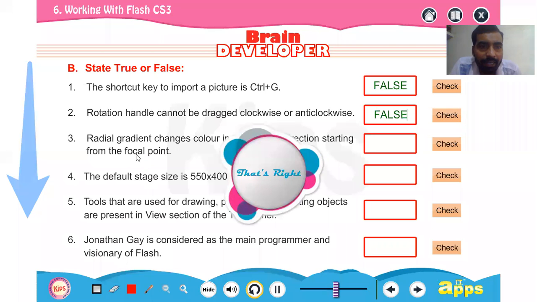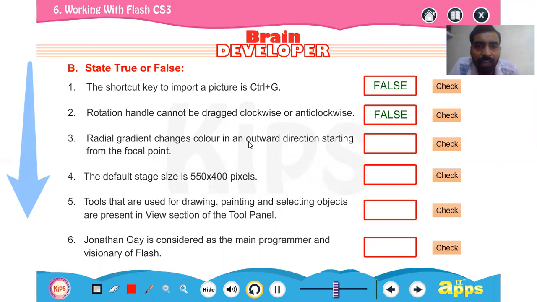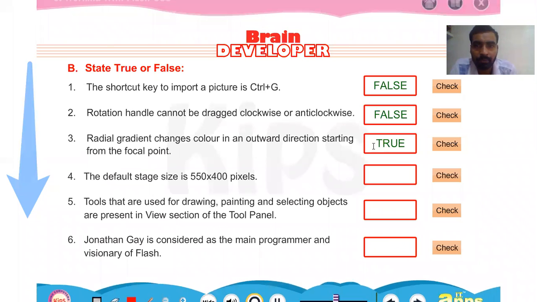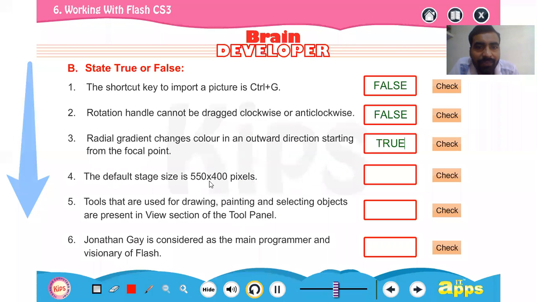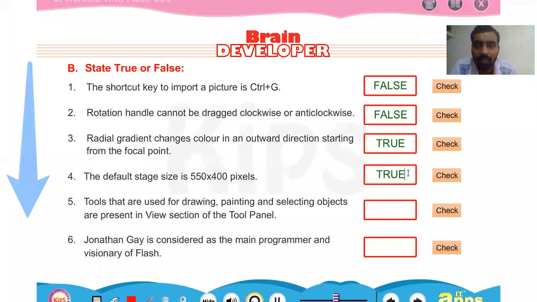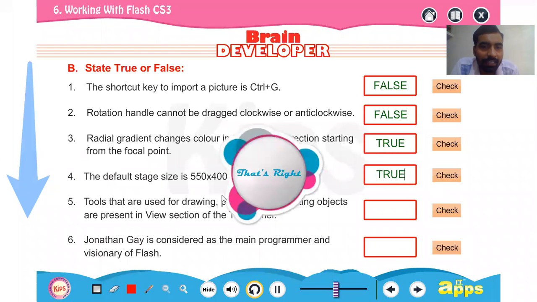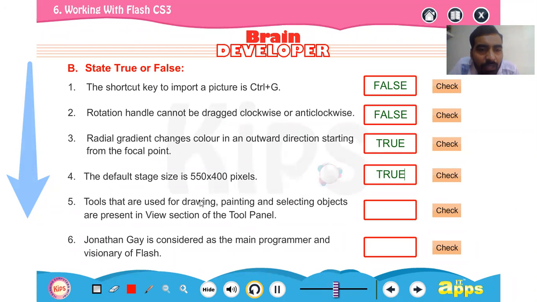Next, radial gradient changes color in an outward direction starting from the focal point. It is True. Next, the default stage size is 550 by 400 pixels. It is True. Next, tools that are used for drawing, painting and selecting objects are present in the view section of the tools panel. False.